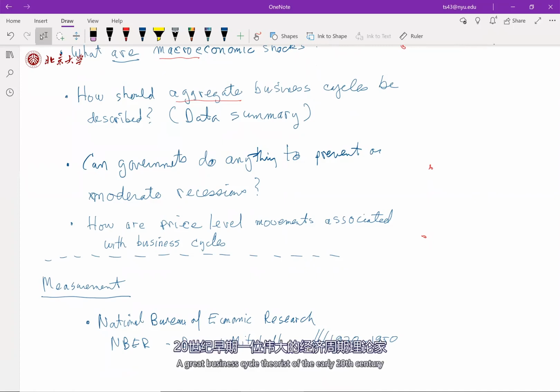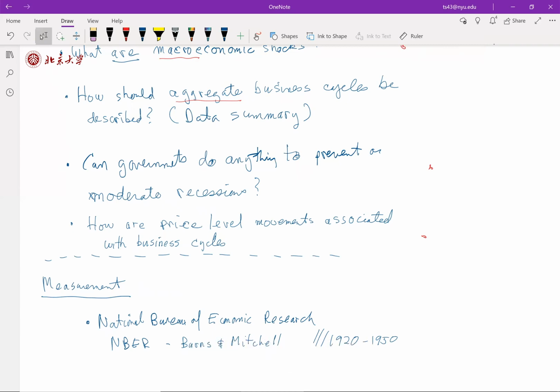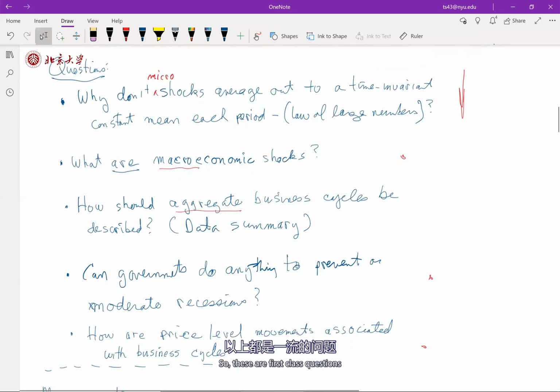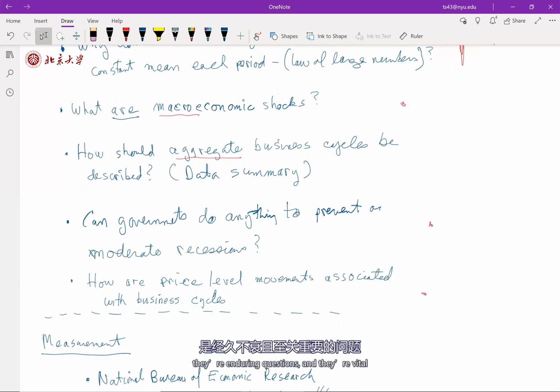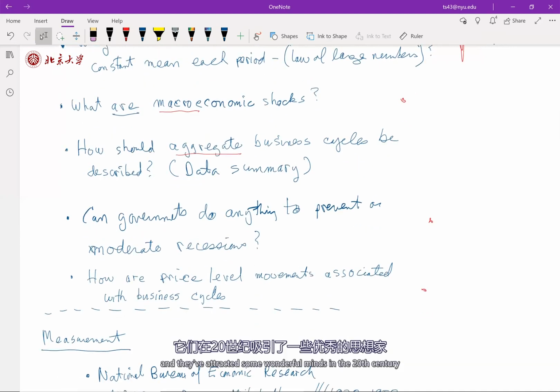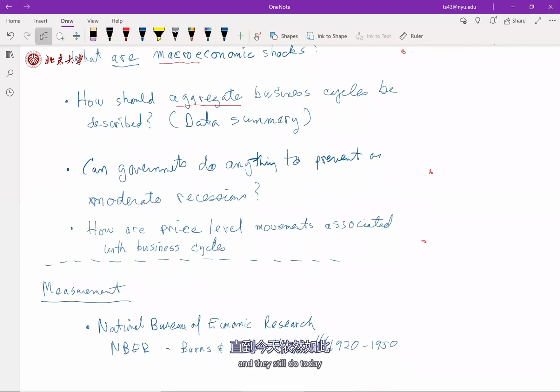A great business cycle theorist of the early 20th century, Irving Fisher, wrote a paper saying the business cycle was the dance of the dollar, all connected with price level movements. That's what he thought. But other people think differently. So these are first-class questions. They're enduring questions, and they're vital. And they've attracted some wonderful minds in the 20th century, and they still do today.